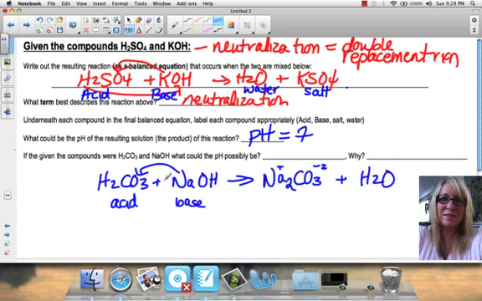However, here we've got to balance this by putting a 2 here, 2 Na, 2 Na. That gives you 2 H's here, 2 H's here. So we need 2 H's here, so that's 4 H's. 2 O's, and we've got 2 O's. So this is going to be your salt and water. And this is going to be a pH of 7. And that's because salts are usually neutral.